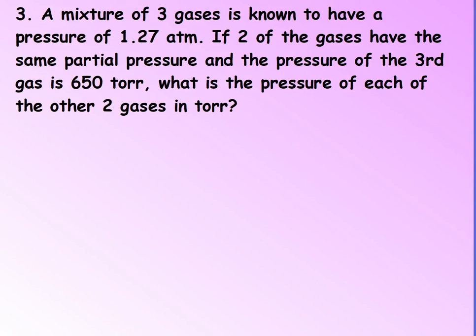And then it says a mixture of three gases is known to have a pressure of 1.27 atm. If two of the gases have the same partial pressure and the pressure of the third gas is 650 torr, what is the pressure of each of the other gases in torr? So again, they want my answer in torr, so I need to make sure all my pressures are in torr.